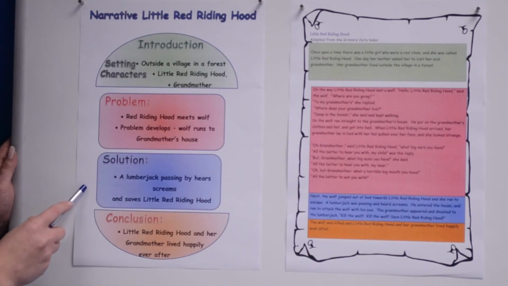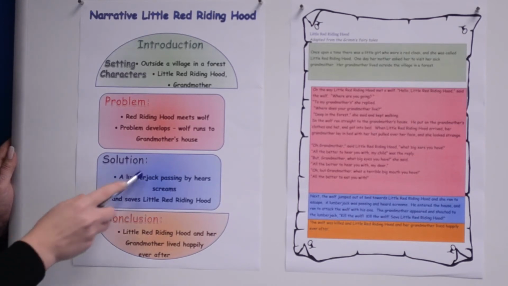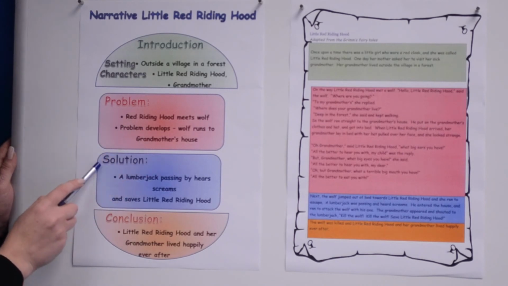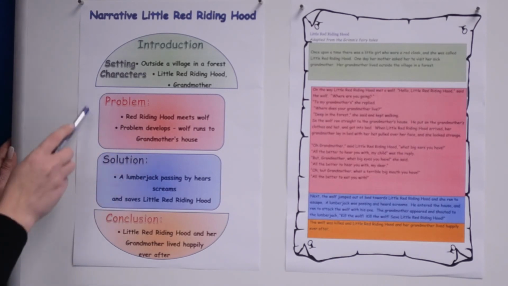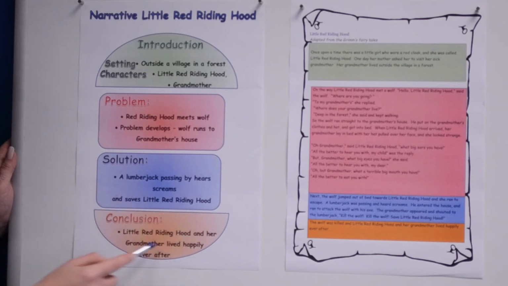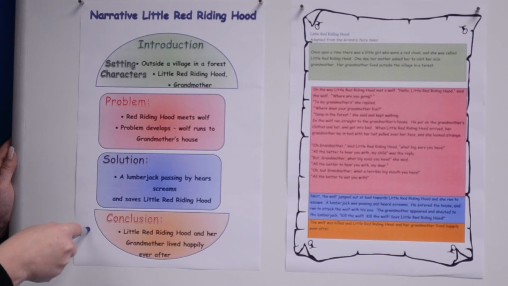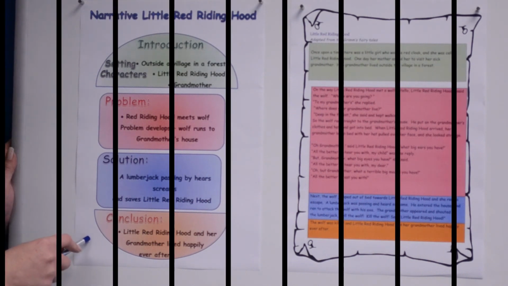Then at the very end, or close to the end, we get a solution on how this problem was solved. In Little Red Riding Hood's story, a lumberjack passes by and hears a scream, and then he saves Little Red Riding Hood. A solution would be very close to the end, a solution to the problem you have. Then you end your narrative with a conclusion, and that's always the part where they all live happily ever after. It's just a little bit of summarizing at the end of your narrative, concluding everything that you've written and planned, and now you can go into planning and writing your own narrative.